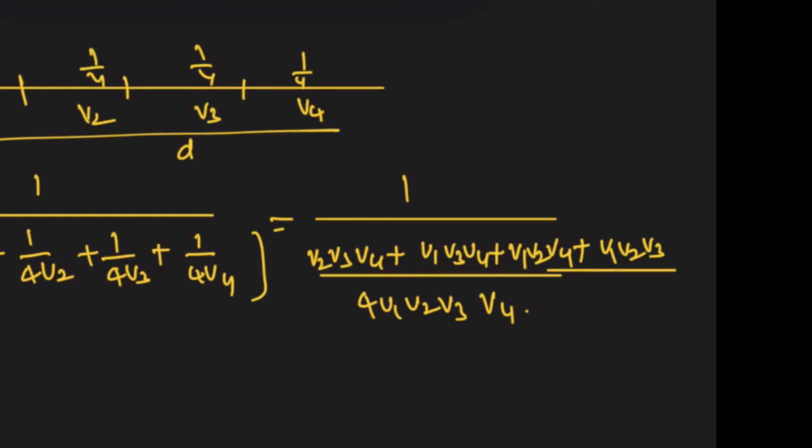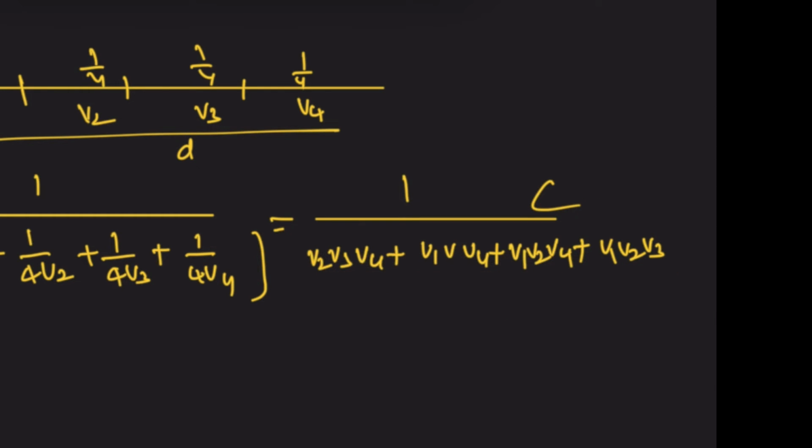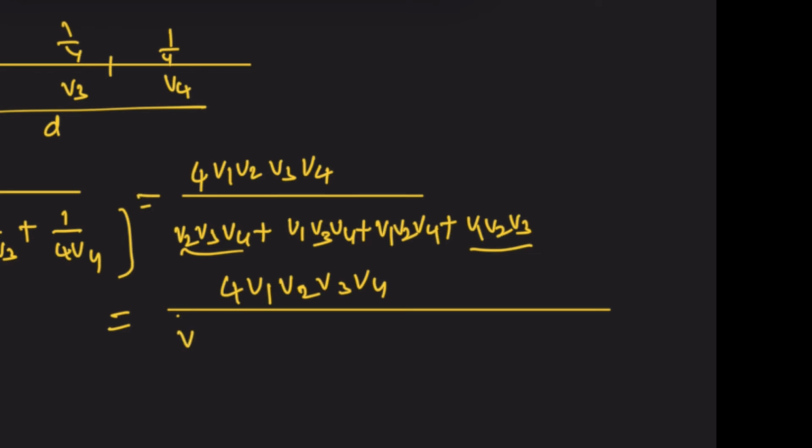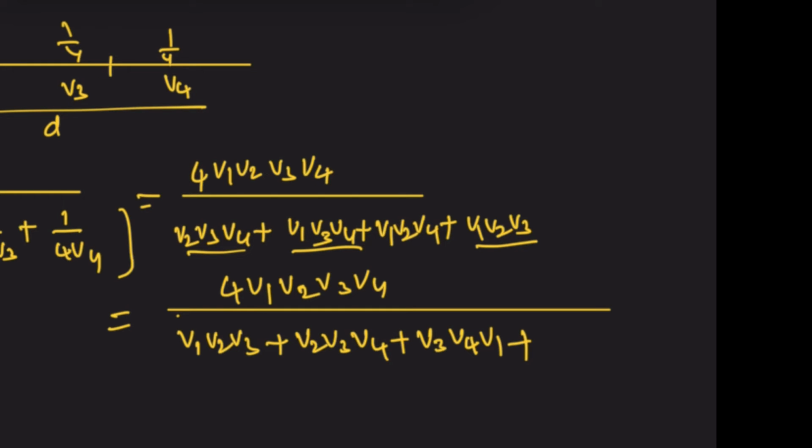So it goes to the numerator, then we get the answer 4 V1 V2 V3 V4 by, and this is rearranged in an easy way: 4 V1 V2 V3 V4 by, so first one is V1 V2 V3, next V2 V3 V4, plus next V3 V4 V1, plus finally V4 V2 V1.